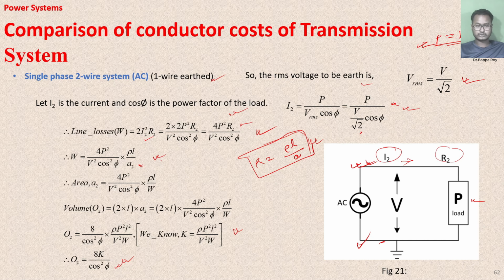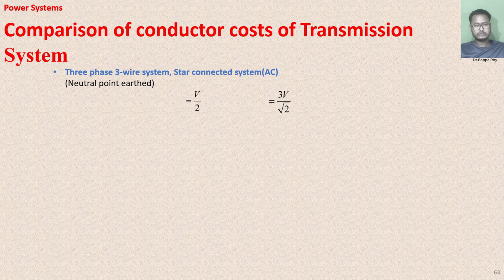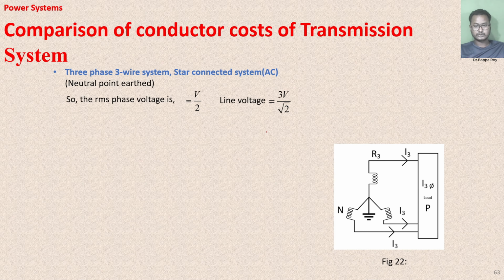So for the first one, we got K. For the second system, we are getting 8K by cos square phi. Okay. Now, three-phase system, star connected system. It's an AC system. So here is the circuit. Three-phase star connected system. This is the star connected system.